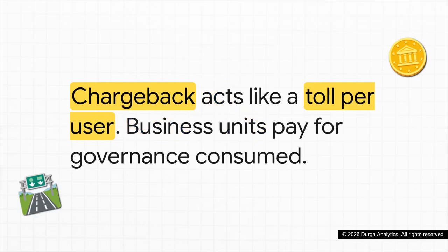Next is the chargeback model. This one's akin to setting up a toll booth for every user on our shared road. Business units pay strictly for the governance services they actually consume. Now, this works pretty well for mature, highly cost-conscious firms, but it comes with a massive, massive risk. If business units decide they just don't want to pay the toll, they can opt out. And if they do that, your shared governance infrastructure literally starves from underfunding.